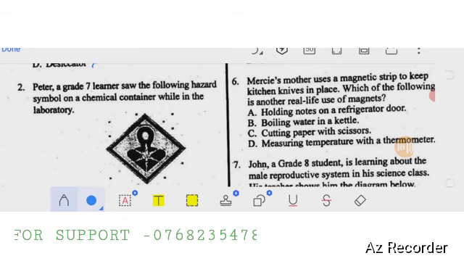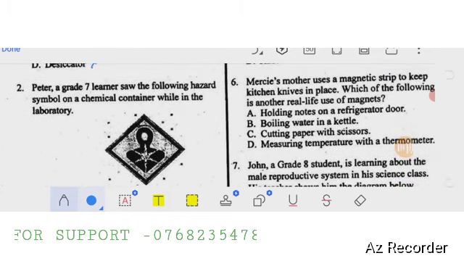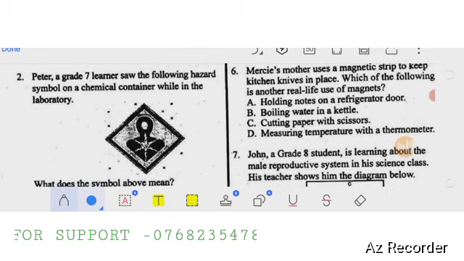So the next question is question 6. It says Moses' mother uses a magnetic strip to keep kitchen knives in place. Which of the following is another real use of a magnet? Here they are talking about uses of magnets. So we shall start with D, measuring temperature with the thermometer. The magnet is not used for that. Cutting paper with scissors, you can't use a magnet for that. Boiling water in a kettle, no. Holding notes on the fridge door, yes.